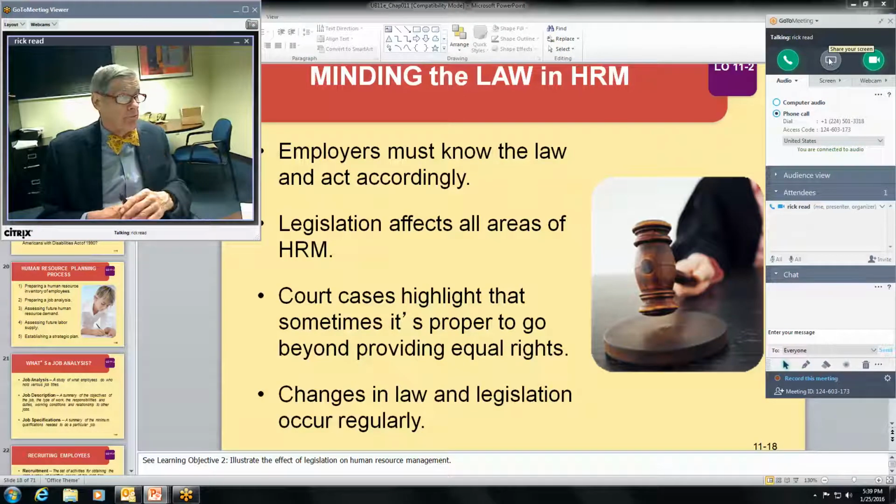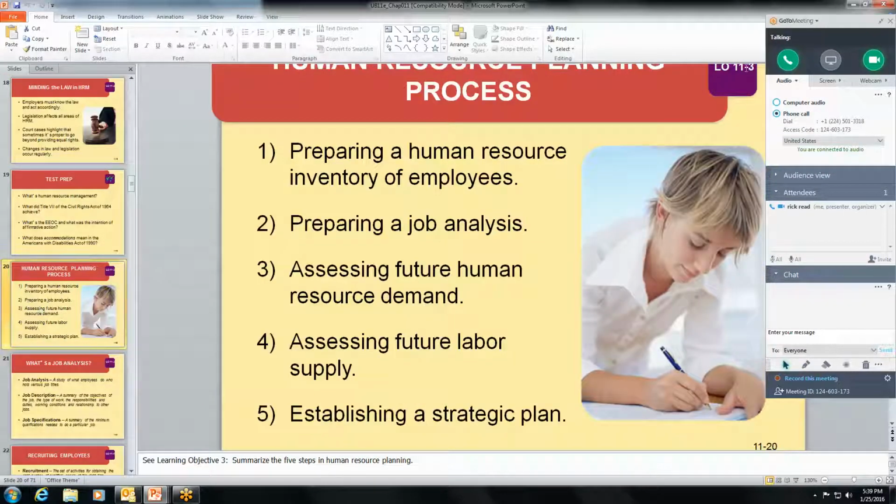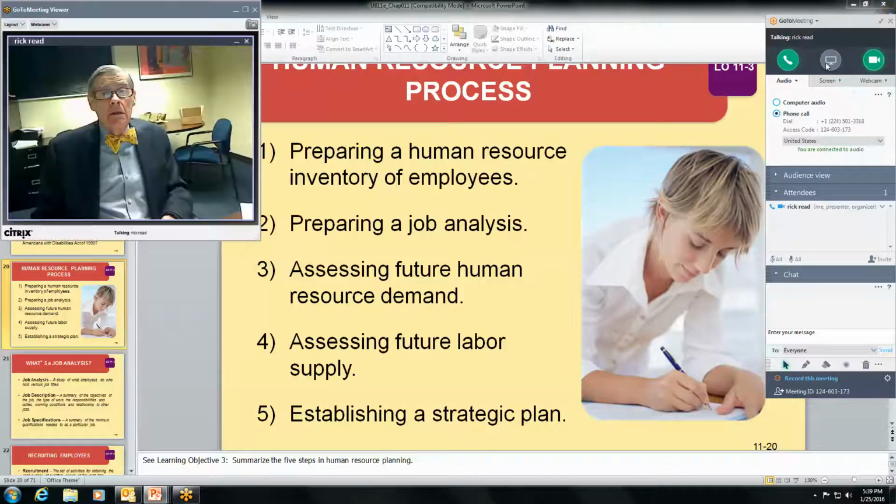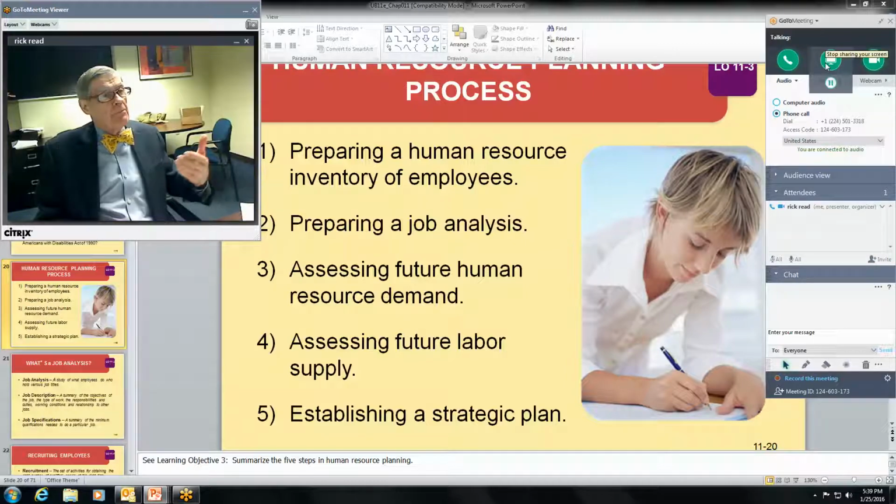Now, this is the human resource planning process. What you're going to do at the beginning is have an inventory of who currently works for you. Preparing job analyses. This says analysis, I'm just using plural because you're going to have more than one employee.